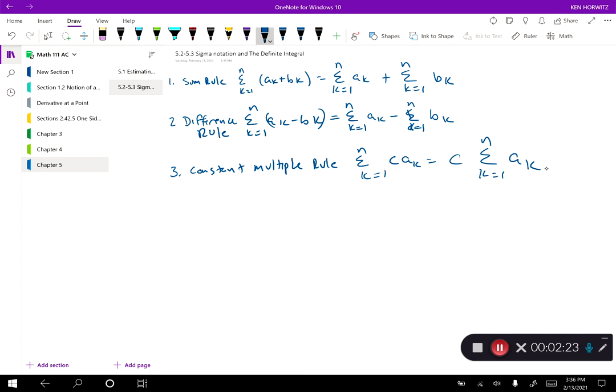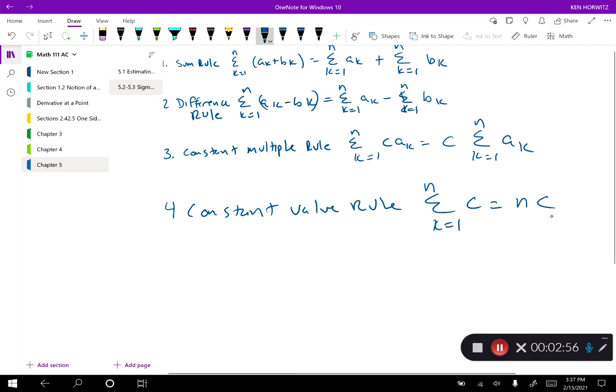And the constant value rule basically says that if I just have the sum k equaling 1 to n of just a plain old constant, the answer is n, however many numbers there are, the ending number, times your constant. All right, so let's do a quick example where we can see some of these rules.